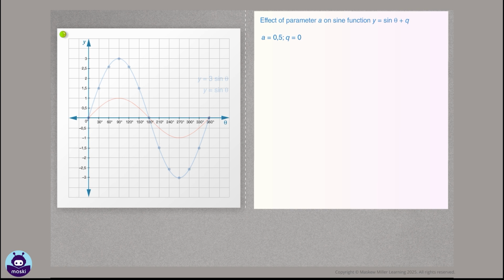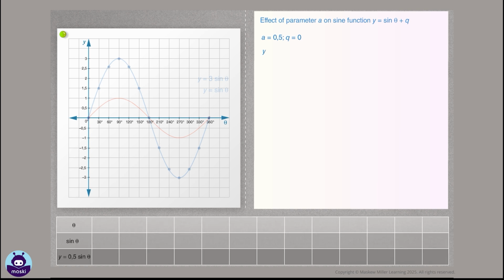We now take the value of a as 0.5. The sine function is y equals 0.5 sine theta. Now, to calculate the y values for different theta values when a equals 0.5, simply multiply 0.5 with all the values of y equals sine theta that were tabulated. Theta equals 0 degrees. Y equals 0.5 sine 0 degrees equals 0.5 times 0 equals 0. Theta equals 30 degrees. Y equals 0.5 times 0.5 equals 0.25. Similarly, the other values are found.